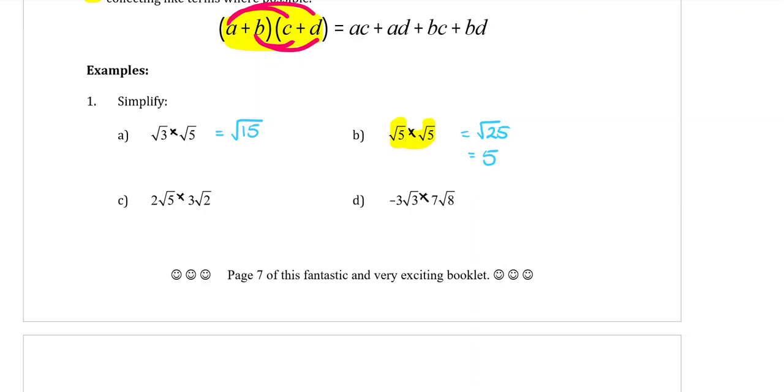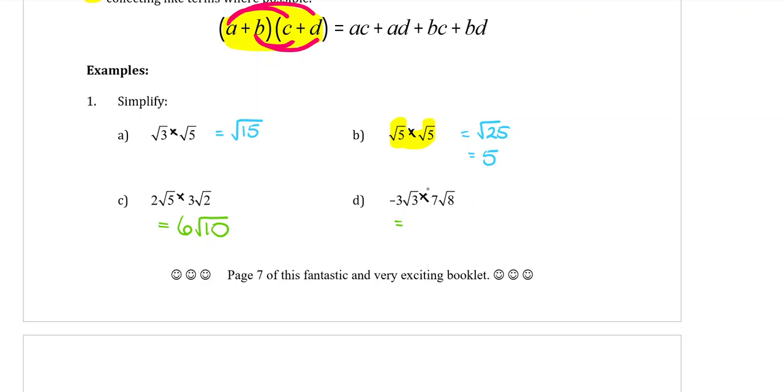Part C, 2 root 5 times 3 root 2. We have numbers out the front, which we'll multiply together to get 6. And then we have numbers underneath the surds, which we multiply together to get 10. So it's 6 root 10. D will be very similar.